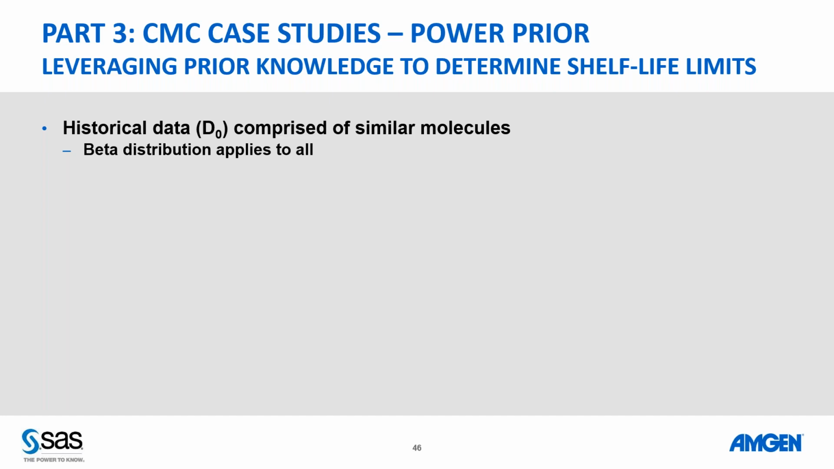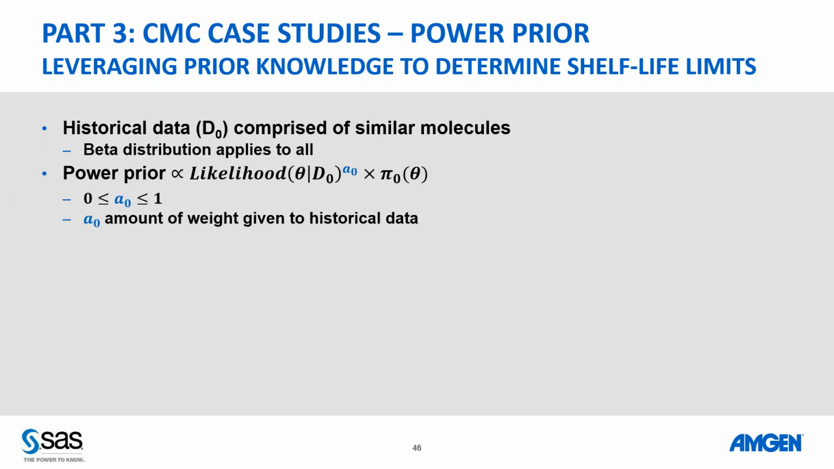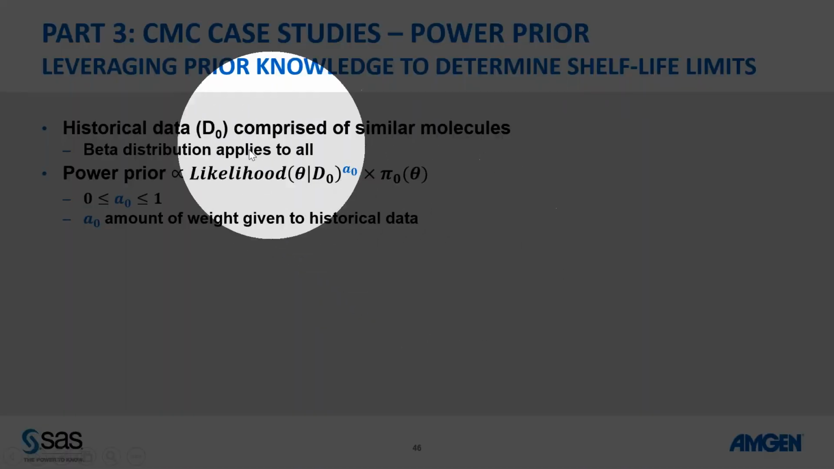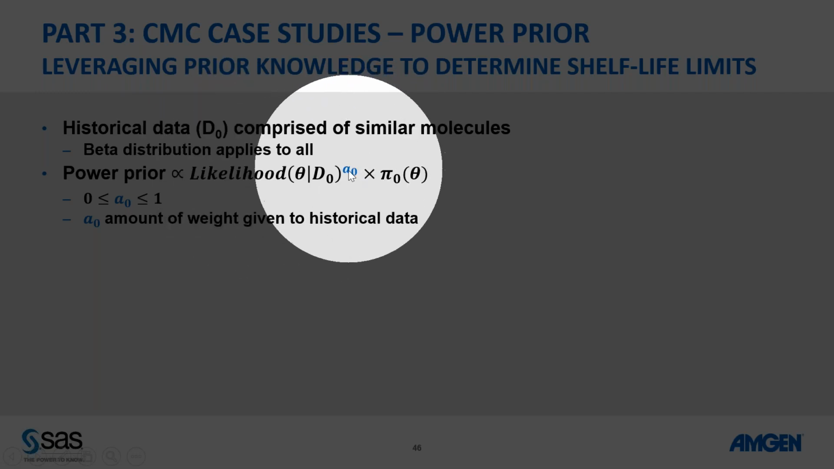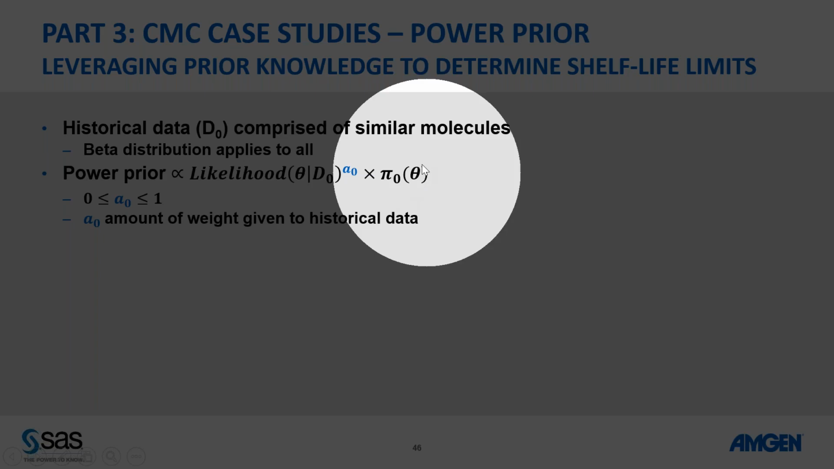I was just going to say that the whole idea of the power prior is to translate information from the data into a prior distribution, through the idea of similarity in a Bayesian analysis. Yeah. So here we have these historical data sets, and we're going to assume the beta distribution applies to all of them because it's high molecular weight data for all of them. And this is a power prior. The power prior is proportional to a power of the likelihood times the prior.